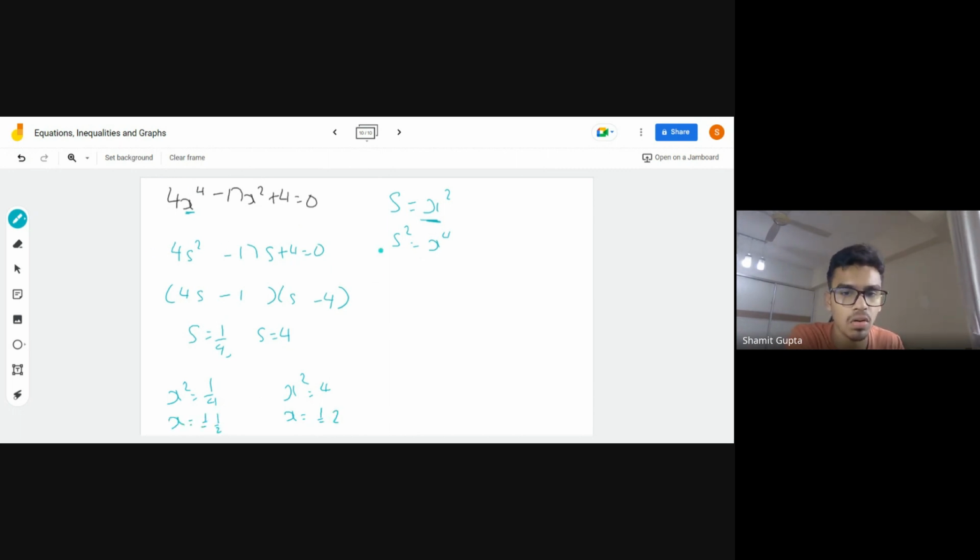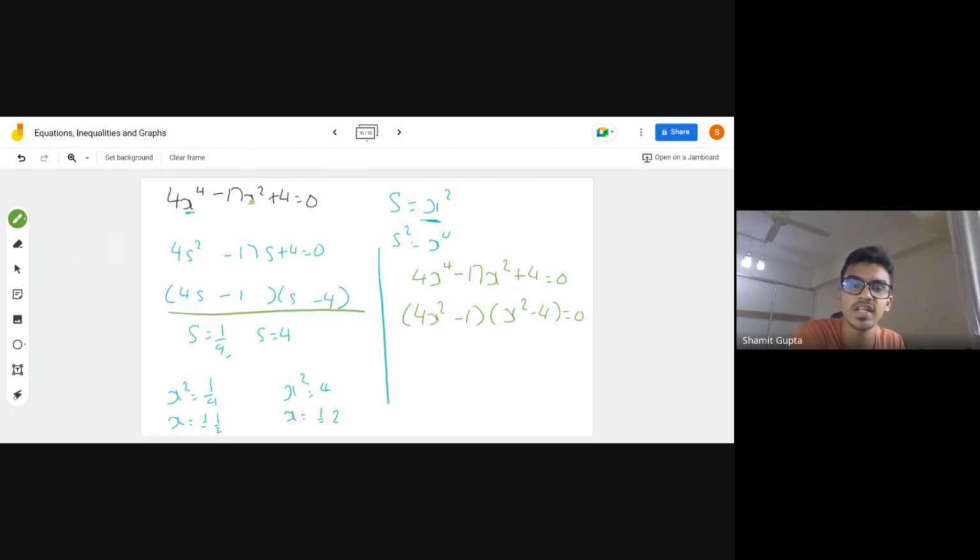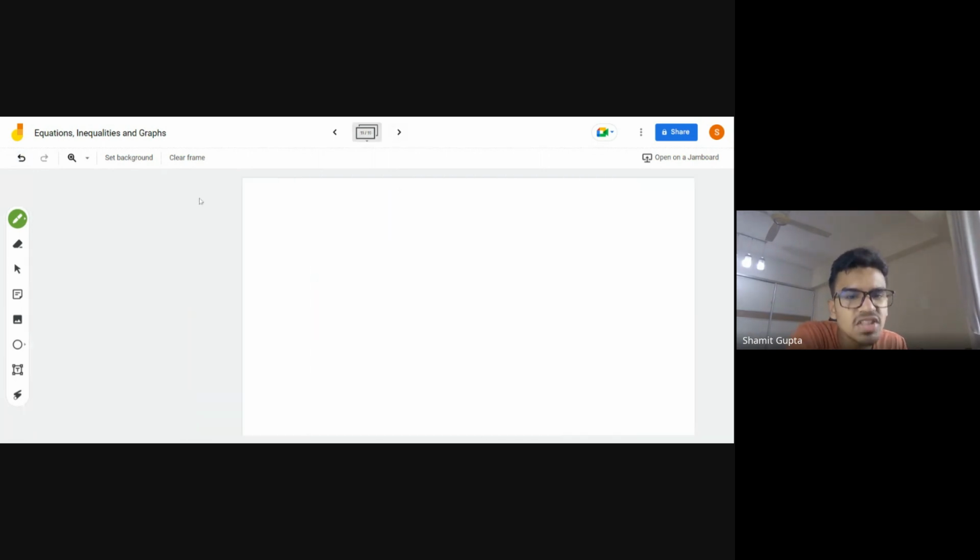Or if you guys are pretty OP, there's this thing you can do also. You can directly factor it like this, if you can. Like how for quadratics, you can do it directly like this. This is almost like a quadratic, so you can do it directly. Now suppose this was 4x to the power 6 minus 17x to the power 3, then you can let s equal x cubed.